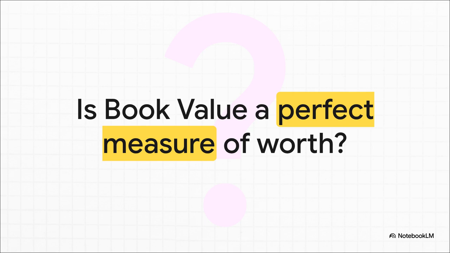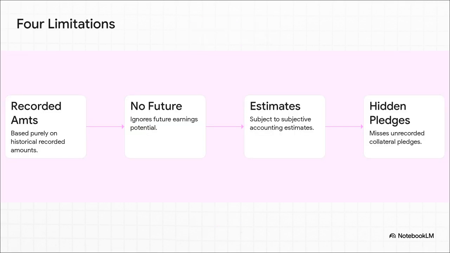Like, if a company has a book value of $20 a share, is the stock unequivocally worth $20? No way! Absolutely not. And the reason comes down to the inherent limitations of how accounting actually works. Book value is an accounting creation, and man, it carries some massive blind spots. Specifically, there are four major limitations you absolutely need to know.